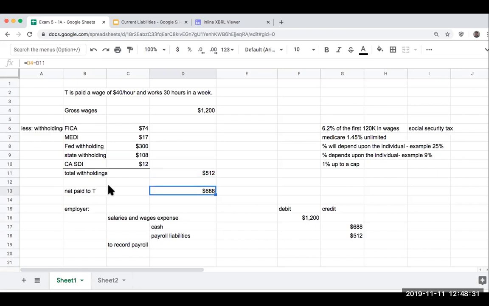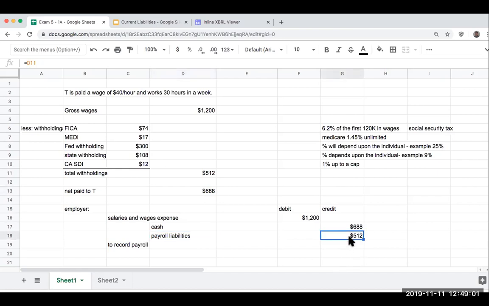Now, in terms of how this is actually recorded as a journal entry, for my classes, I don't cover this. I just want to make sure that you understand how this works mechanically. So if I'm doing a journal entry for this, I'm going to debit salaries and wages expense. I credit cash for the amount that I am paying the employee because they're going to get a check. And then over here, I'm going to have payroll liabilities.